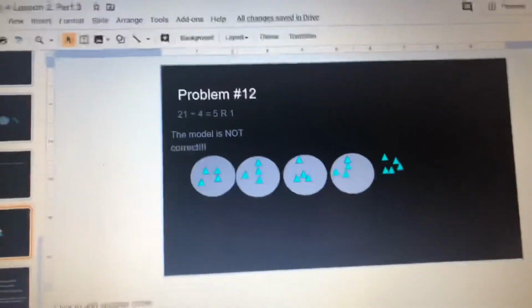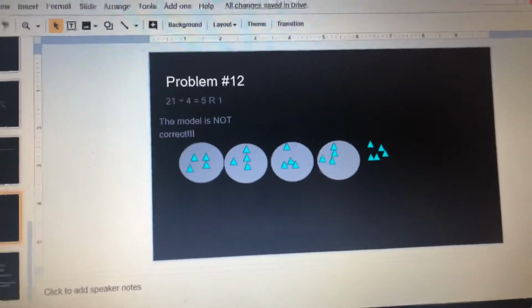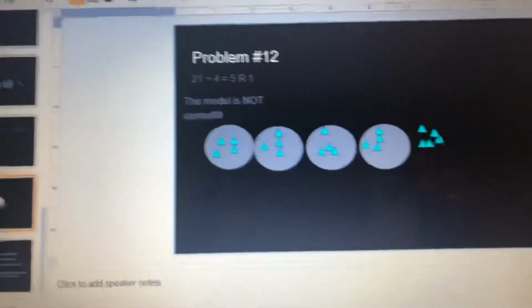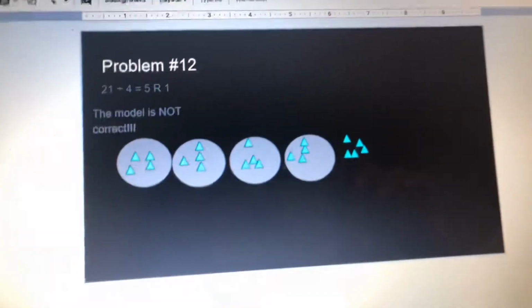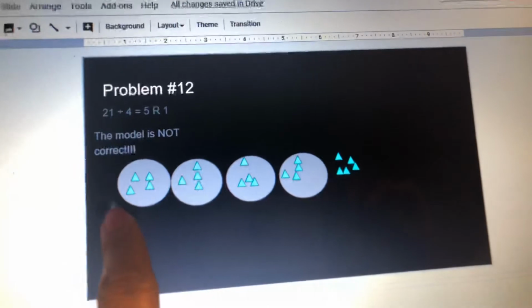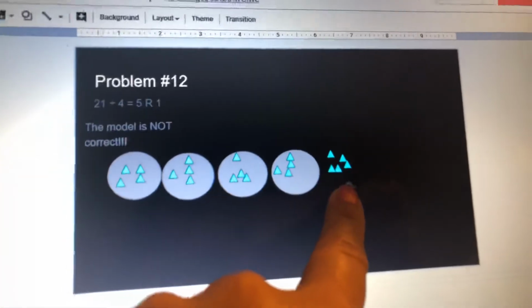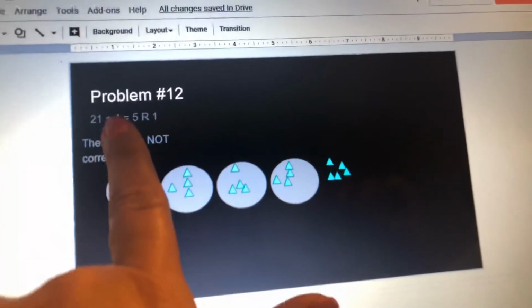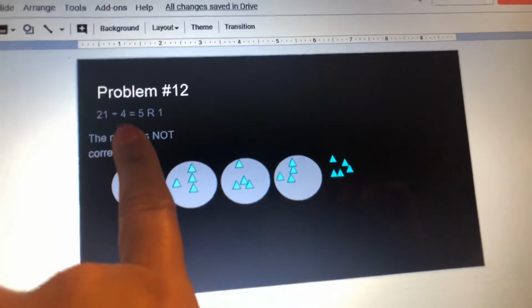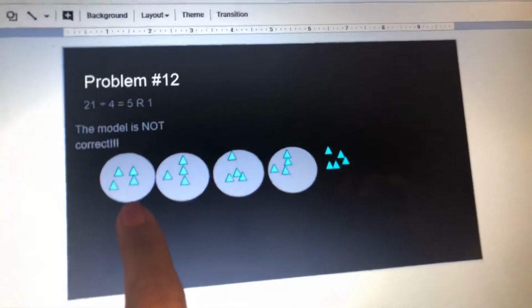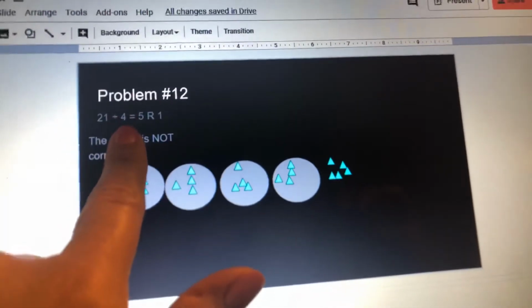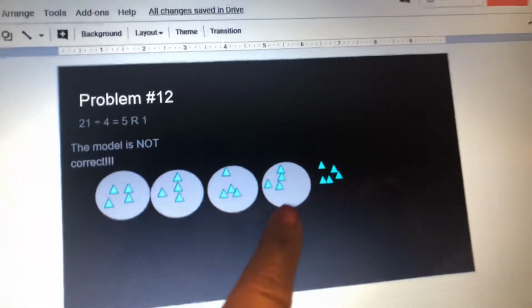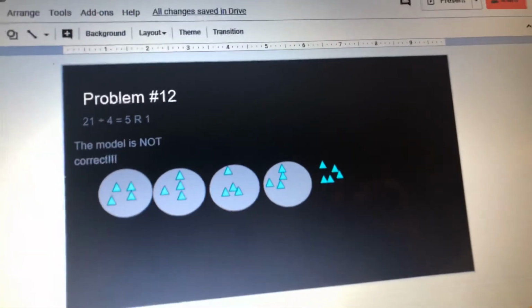The next problem, which is problem 12, was your final problem. You had to tell me if the kid that did the diagram, if his model was correct. So we have 21. He should have had 21 total pieces here, and I've already done the counting. There's 21 pieces, and we divide it by 4. So here's what his model looked like. First we have to check, does he have 4 circles? 1, 2, 3, 4. Yep, he has it.